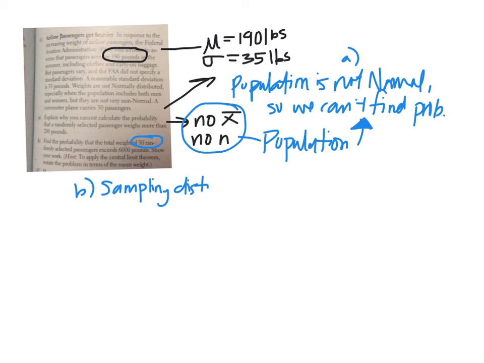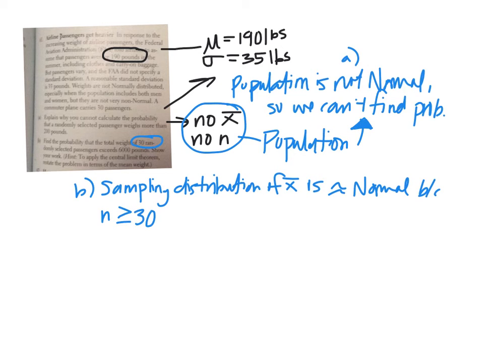So I can say the sampling distribution of X bar is approximately normal because N is greater than or equal to 30. And I can say so by the CLT, which makes the sampling distribution approximately normal. So then I can use my formulas, or at least some of them. The mean is going to be 190 because that's just the mean of the population. I can't find the standard deviation yet because I need to check the 10% condition.